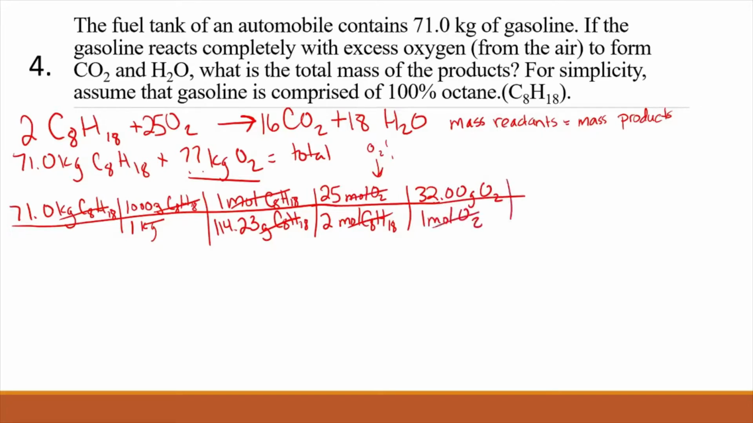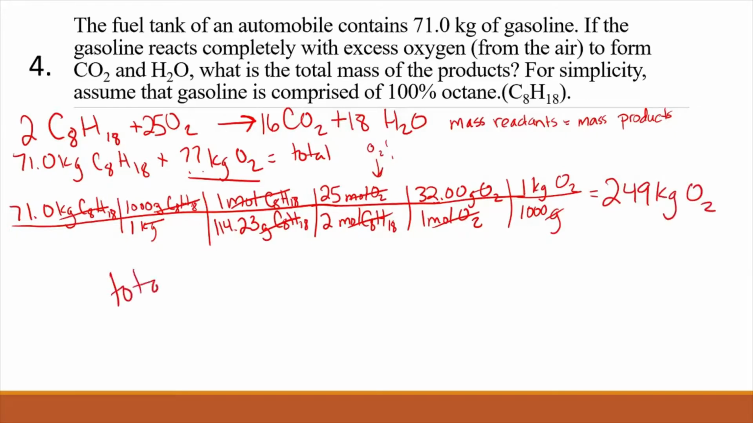And then your answer, they want your final answer in kilograms, so we need this to be in kilograms. And there's 1 kilogram per 1,000 grams. So we wind up with kilograms in the end. And when you plug all those in, you get 249 kilograms of oxygen.